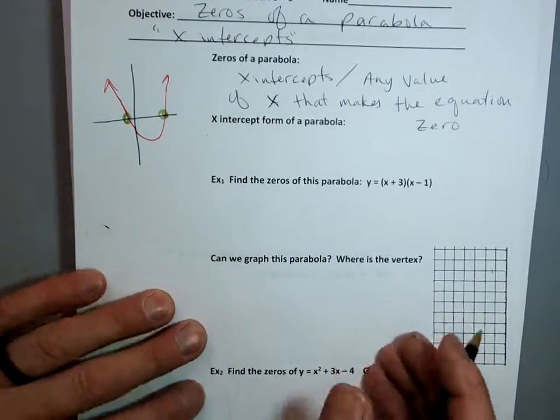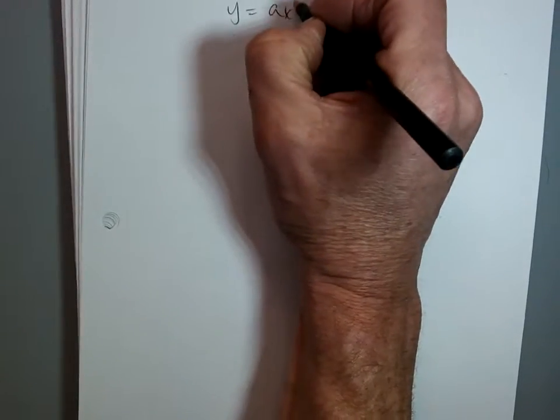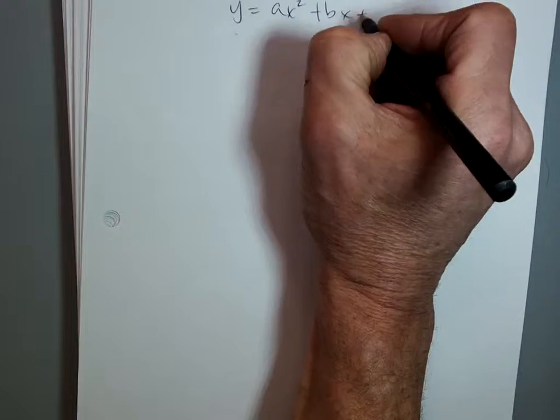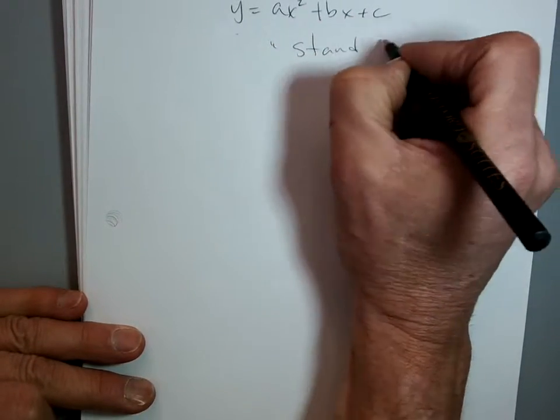So we can rewrite it in a third form. First of all, real quick, we've seen y equals ax squared plus bx plus c, standard form.